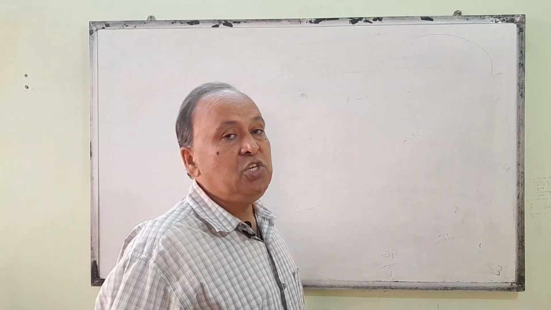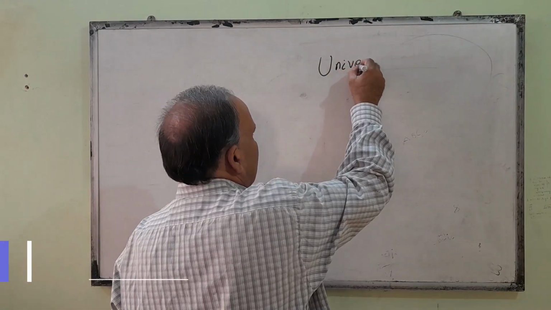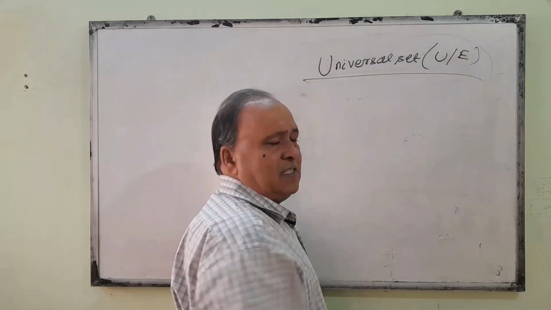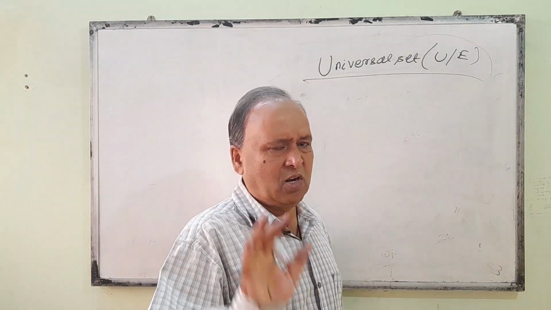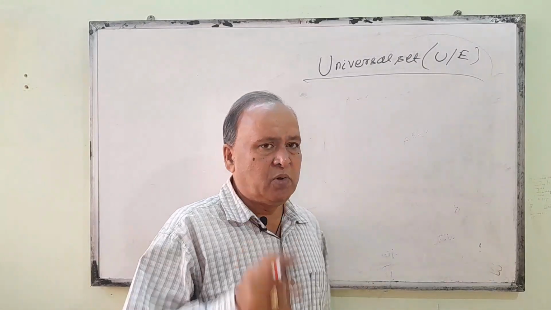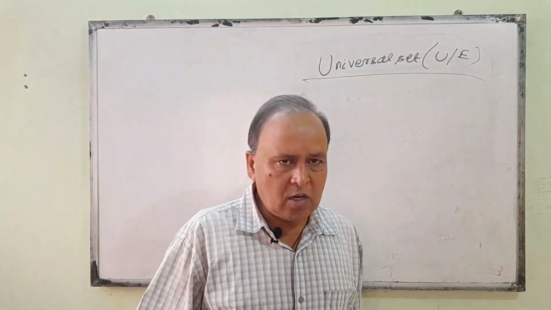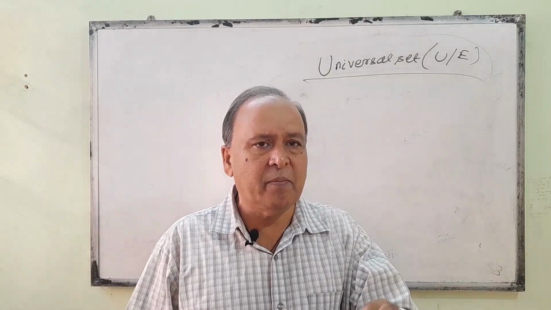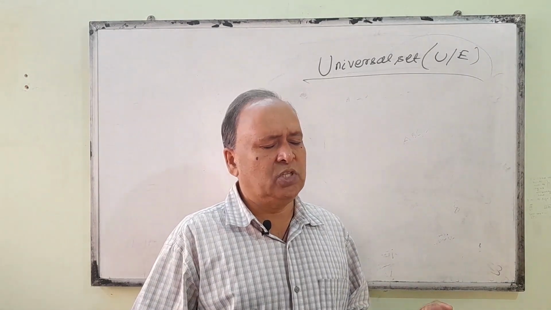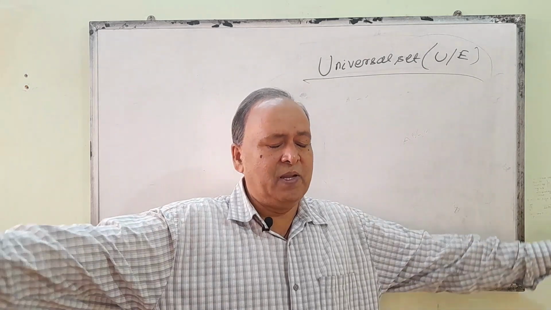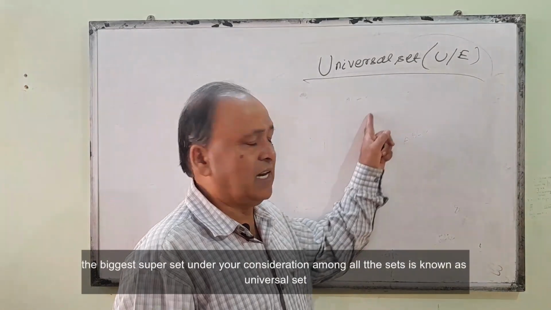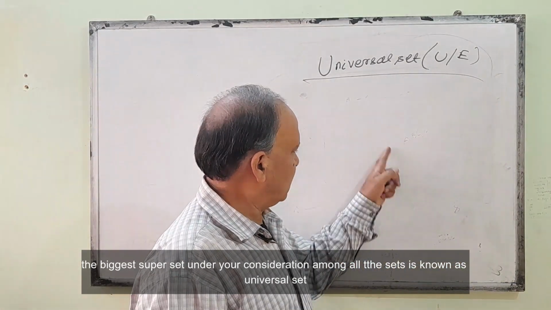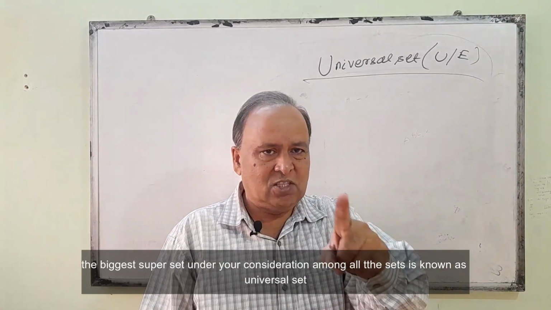Next come to your universal set. What is a universal set? You can symbolize it as U or E. That means it is the biggest set. For your consideration, what is the definition of a universal set? If a set under consideration is the superset of all given sets, that means we are given, suppose, 3 to 4 sets, and we are given a big set which is the superset of all those sets, then we can say that bigger set is the universal set.